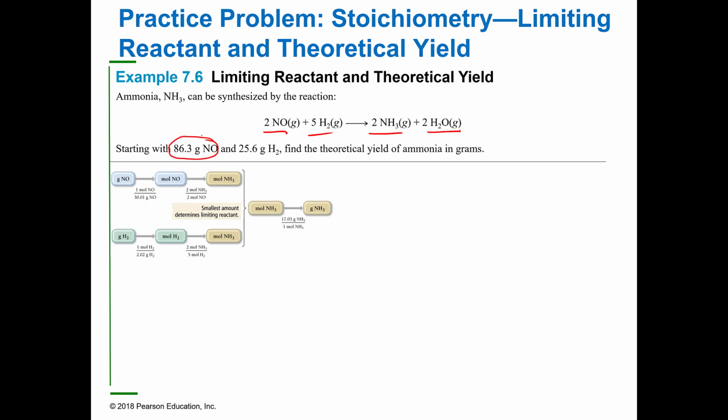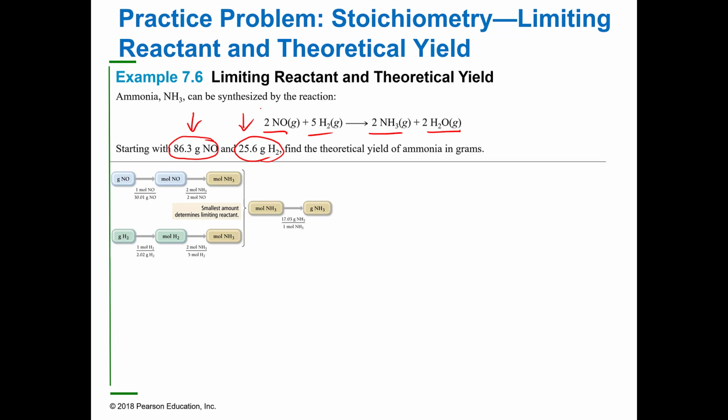So it doesn't just tell me I got 86.3 grams of NO, it tells me I've got 86.3 grams of NO and 25.6 grams of H2, and it wants to know the theoretical yield. So what that means is I'm going to look at both of these, see how much ammonia they make, and then that's going to tell me which one is my limit, right? So it'll tell me which one is my limit. Okay, and that's the yield.